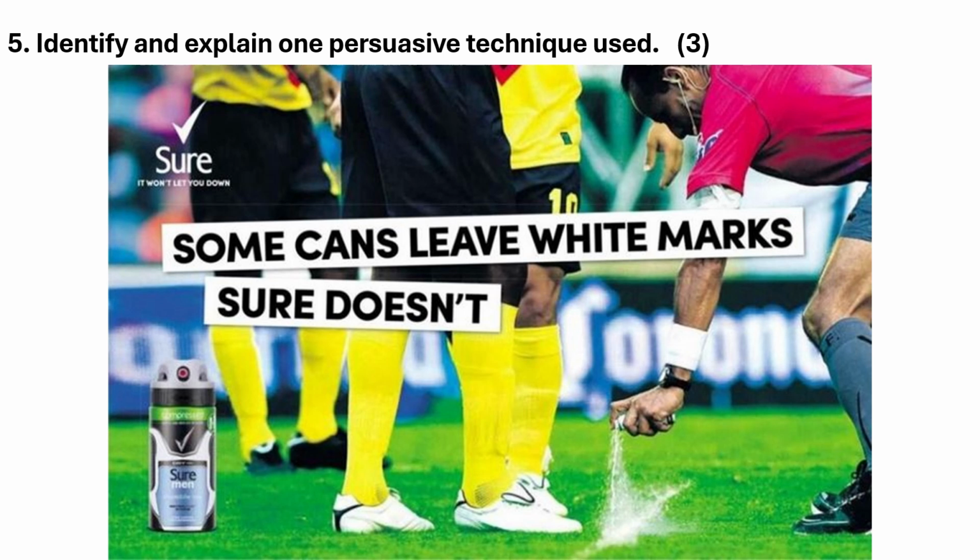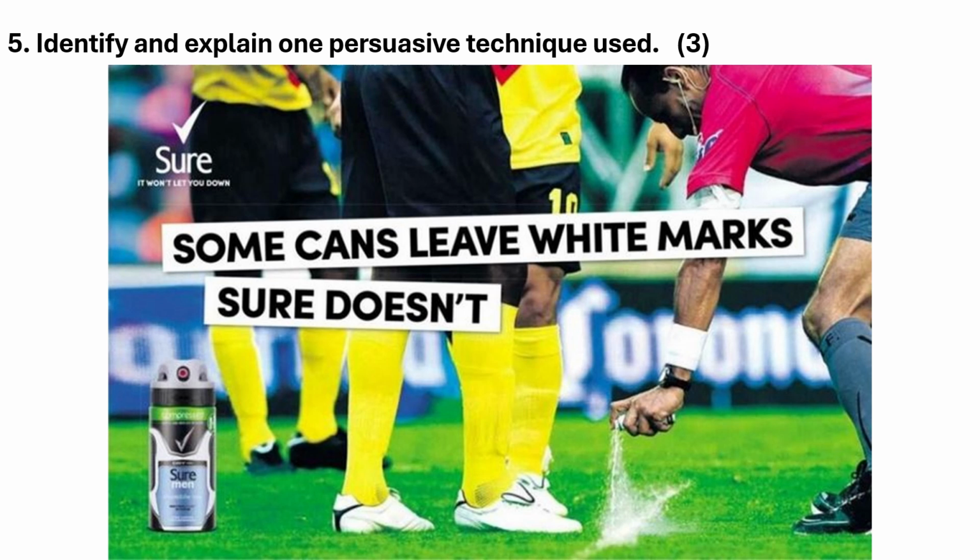A possible answer out of hundreds of possible answers would be, this advertisement uses the persuasive technique of an appeal to celebrity, as the image depicts professional football players standing around a football referee as he sprays a white mark onto the football field. That's 2 marks. 1 mark for the persuasive technique, 1 mark for the explanation of where that's seen. The implication is that these professional footballers use Sure deodorant because there are some cans that they use where they do not want white marks to show, namely their deodorant. So that's your 3rd mark. You could have also said, this is reinforced by the headline of the advertisement. Some cans leave white marks, Sure doesn't.